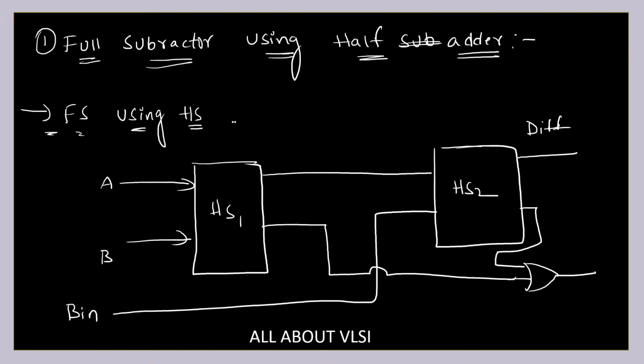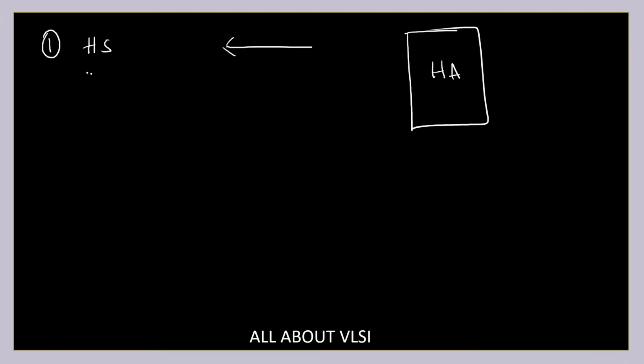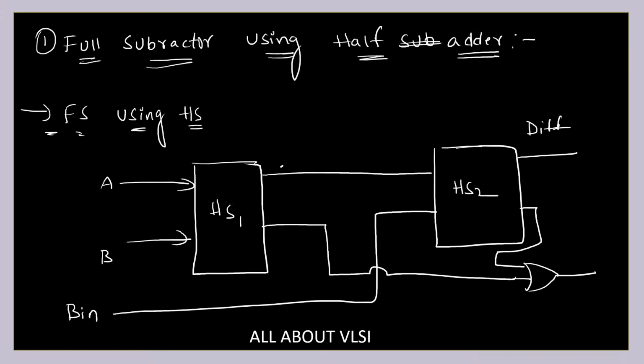Now, what do I need to have? I need to have a half adder in place of a half subtractor. So first of all I need to figure out how to implement a half subtractor using a half adder. So the half adder, we need to convert it into a half subtractor. Then we are going to get this answer, right?